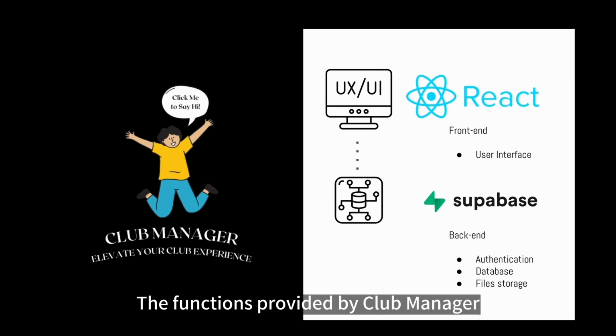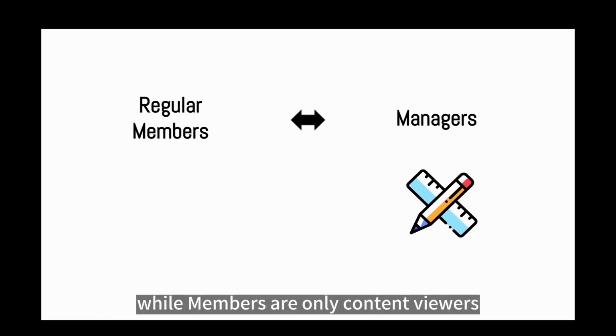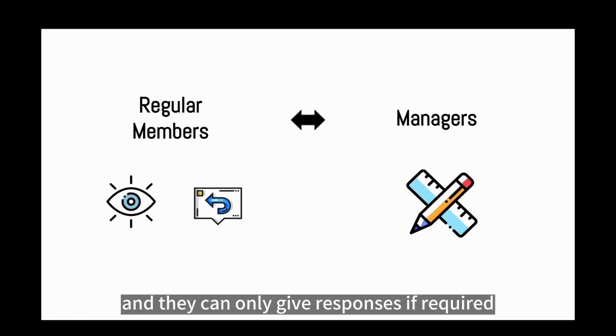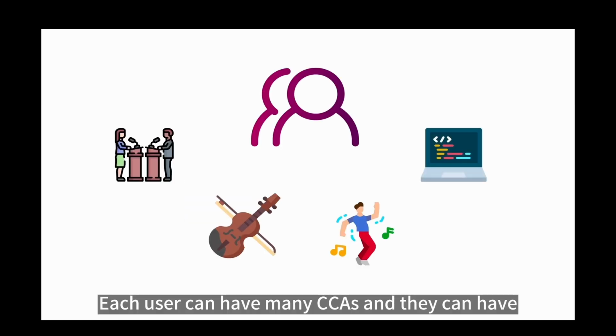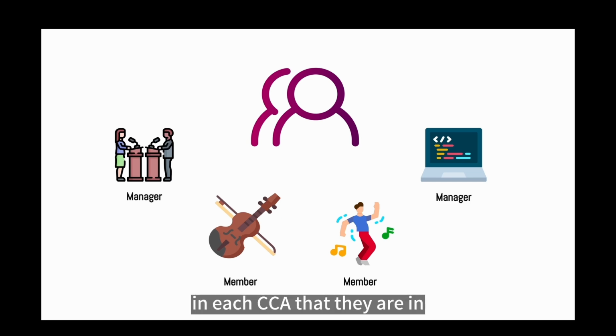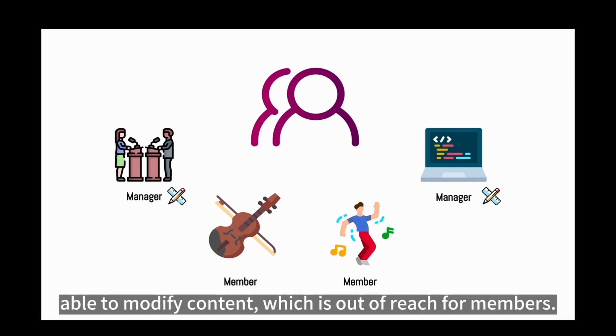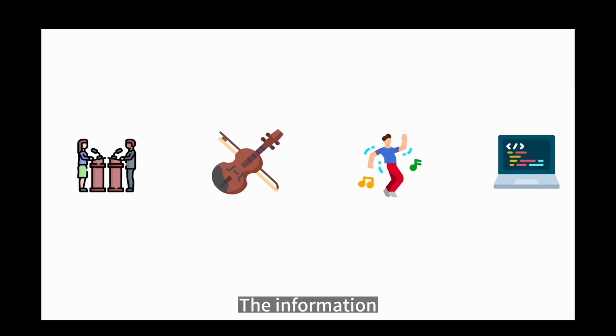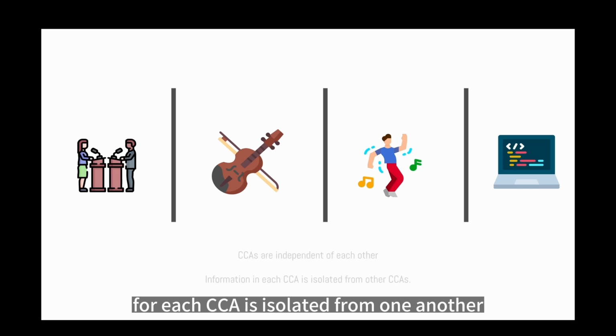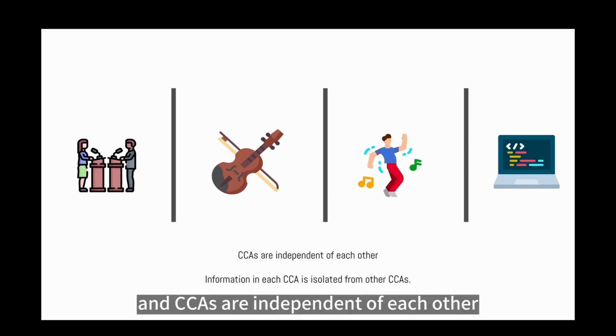The functions provided by Club Manager could be generalized as interactions between regular members and managers. Managers could be seen as the content creator, while members are only content viewers and they can only give responses if required. Each user can have many CCAs and they can have either manager or member roles in each CCA that they are in. For manager roles, they can access more functions than members, such as financials and membership information, and they'll be able to modify content which is out of reach from members. The information for each CCA is isolated from one another, and CCAs are independent of each other.